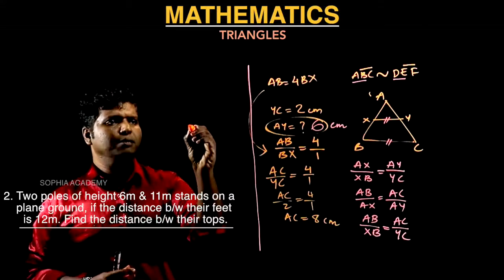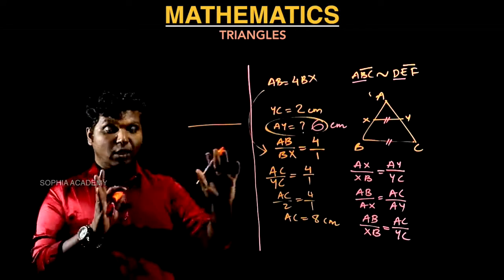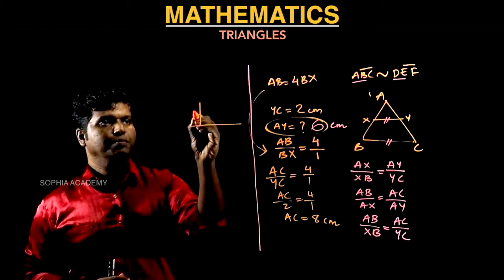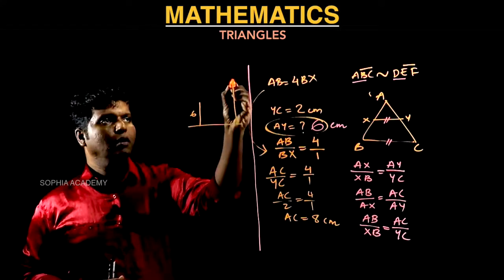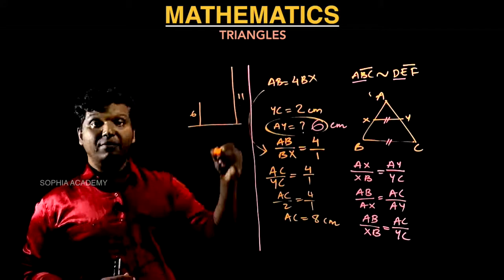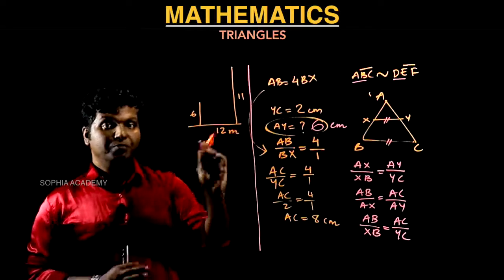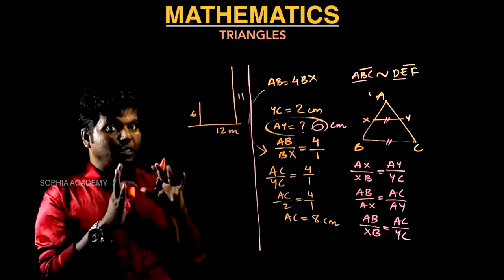Just imagine that this is the ground. This is the ground level. And one pole is of 6 meters. Another pole is of 11 meters. And the distance between this foot is 12 meters. This is the diagram which should come inside your mind, okay?